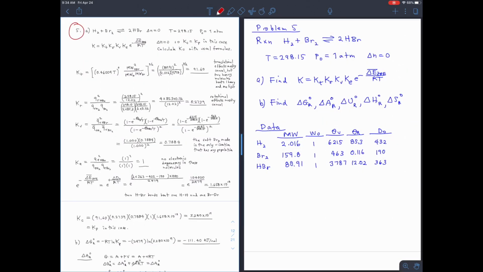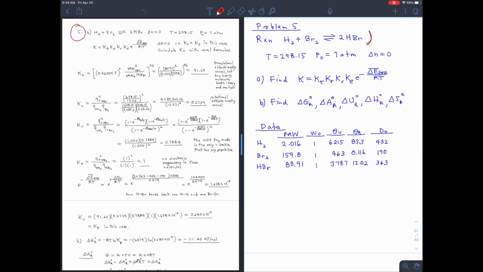Okay, problem number 5. This one is very similar to problem number 4. We're calculating the thermodynamic properties and statistical properties for a chemical reaction, H2 plus Br2 goes to 2HBr, but this is a somewhat more complicated reaction. It's not just atoms on the reactant side, it's actual molecules, so the calculation will be a little bit bigger and a little bit more representative of the way most calculations are for chemical reactions.